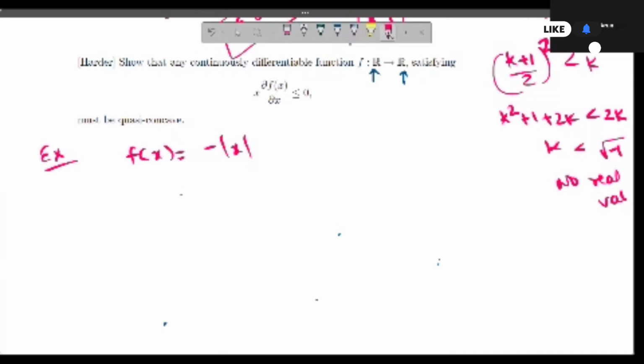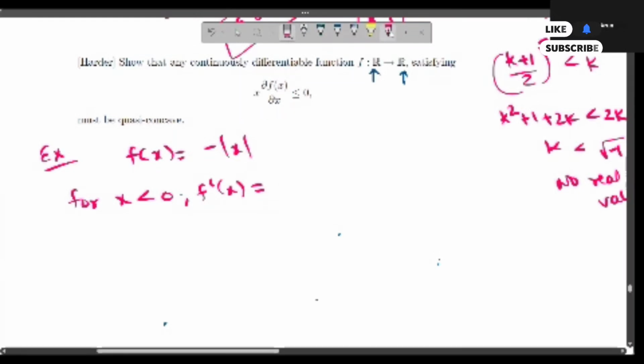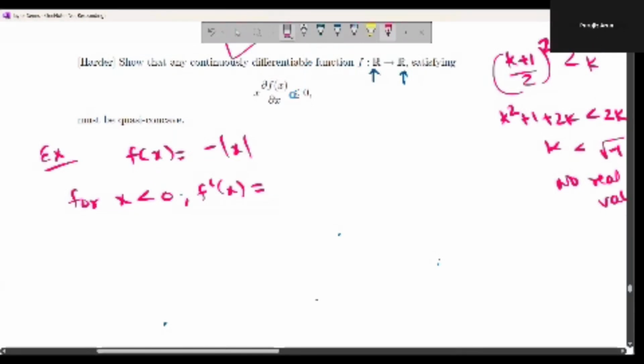You can see that if you substitute a value of x less than 0, your f dash x will be what? Because you need to find out this one, no? So your differentiation of x. So what it will be based on the function given, minus modulus x.